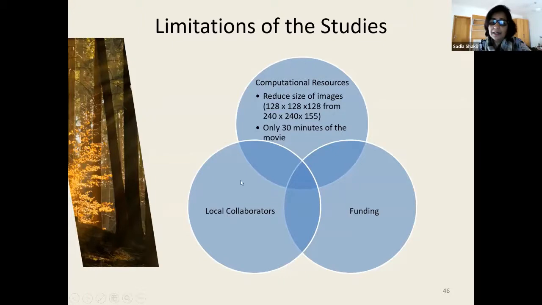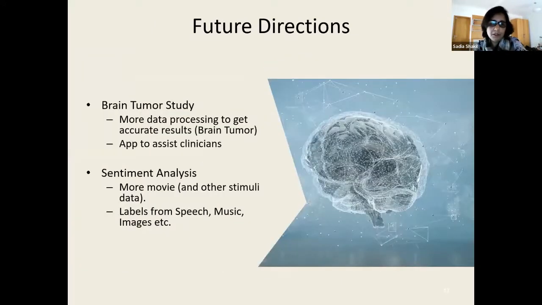Another thing that is not very encouraging is that we don't have a local collaborator for acquiring the data. So we have to rely on open access data sets, and they have their own limitations. Like I just told you, there are no labels available for whatever we want to do. So this is something that limits the extent of what we want to do with AI in neuroimaging.